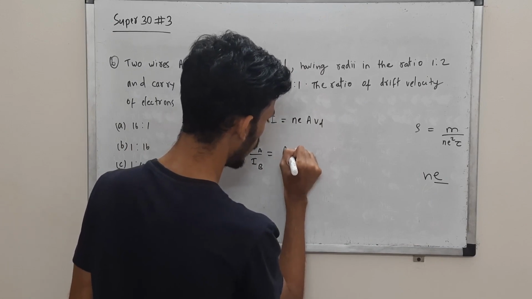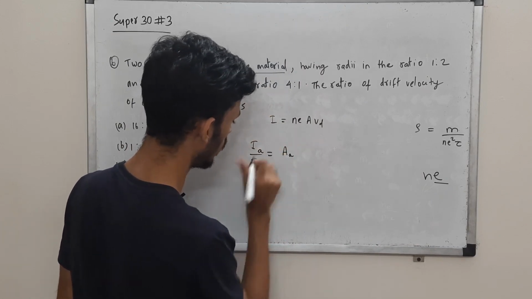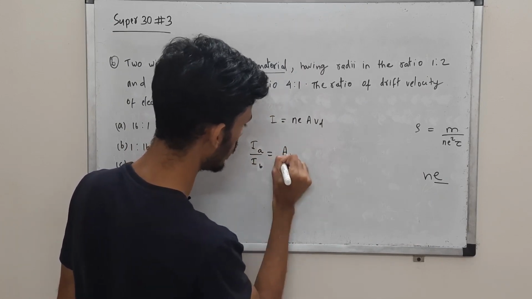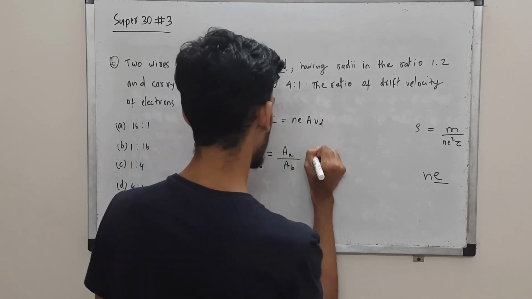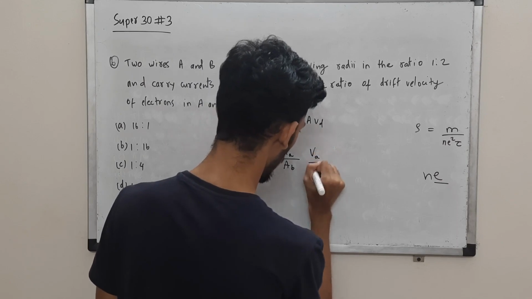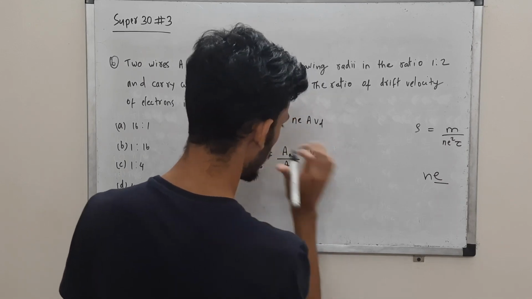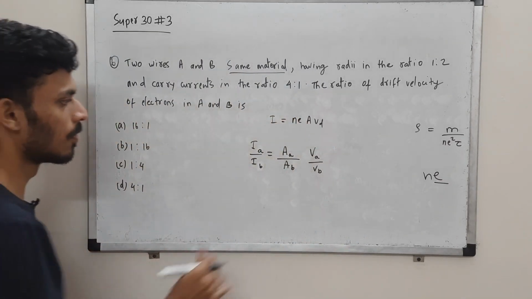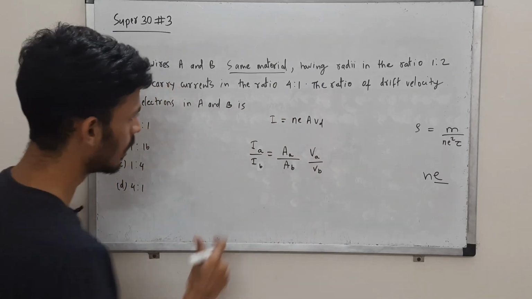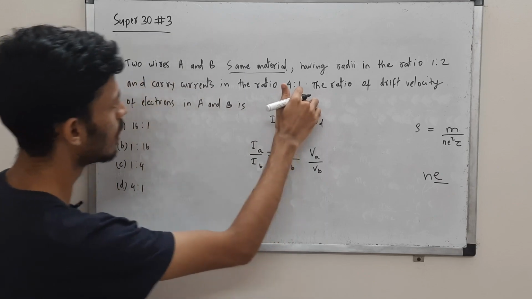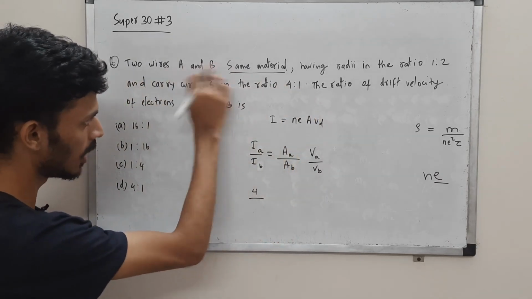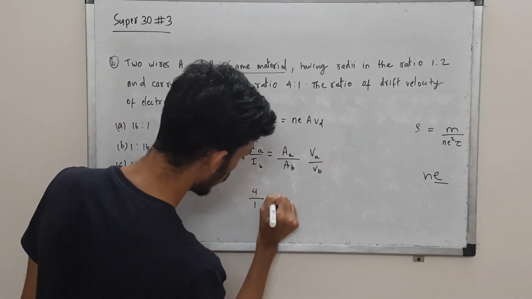So we'll have area of A, I'll write small a and b. Don't confuse, it's the same wires A and B. So this is area of B, and this is drift velocity of A upon drift velocity of B. This is what we are going to get, right? So we want to find this ratio vA by vB. Now current in the ratio is given as 4:1, current in A is to B. So A is to B is 4/1.